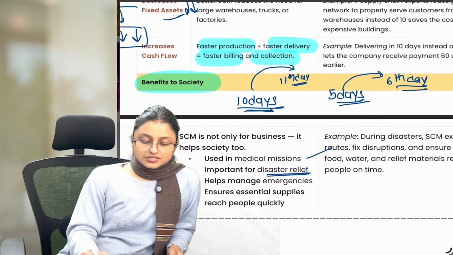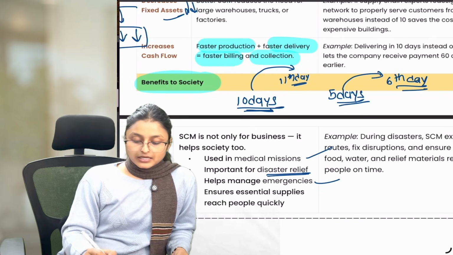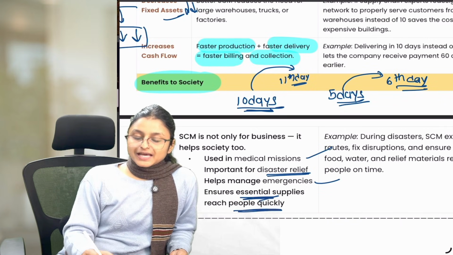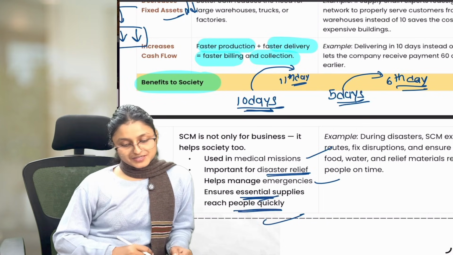Help manage emergencies. If there is any emergency situations, supply chain management helps it. If you want to provide essential supplies to people as quickly as possible, you can take help of supply chain management.